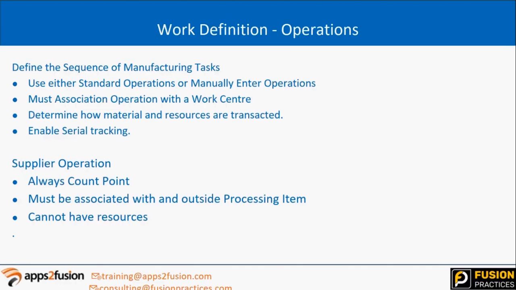So in the item, remember we saw a setup where you mark that this item is an outside processing item. So the item assigned to this operation should be an outside processing enabled item, and this operation cannot have any resources assigned because this operation is going to be executed by our supplier.